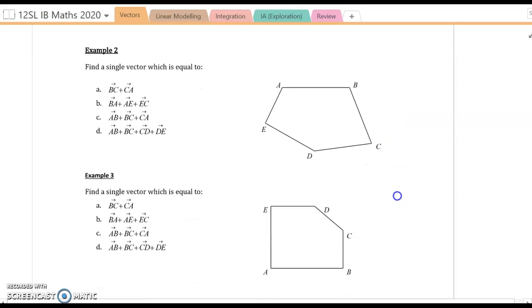Now in this last part, you'll get used to it, so we'll just jump in. BC is going to be that vector, and then we've got plus CA over here. So my resultant vector will be from this to this, which is BA, not AB, because we have to go from the butt to the head. Now if we do BA plus AE plus EC, the answer will be BC.